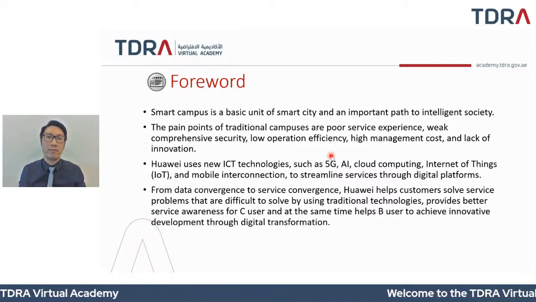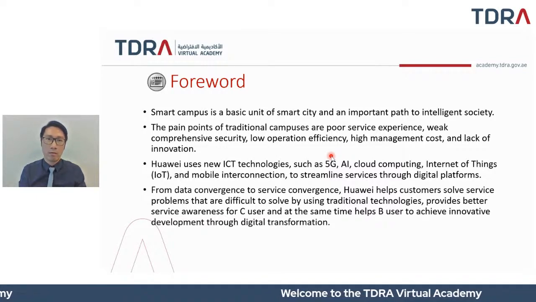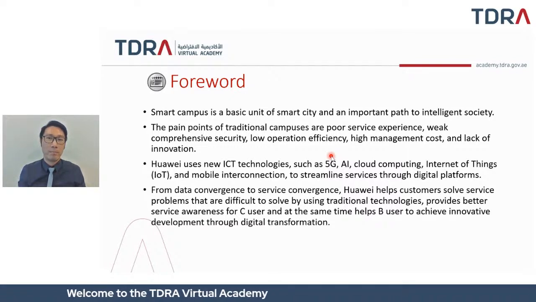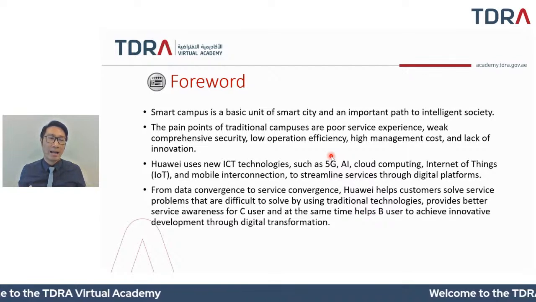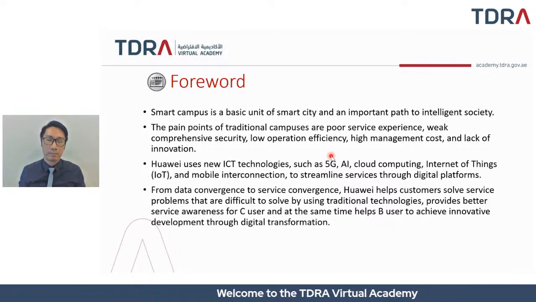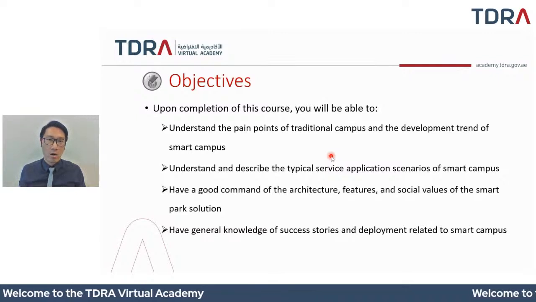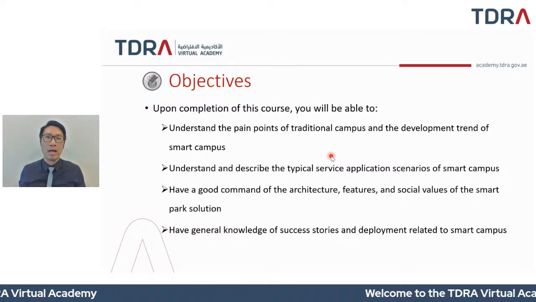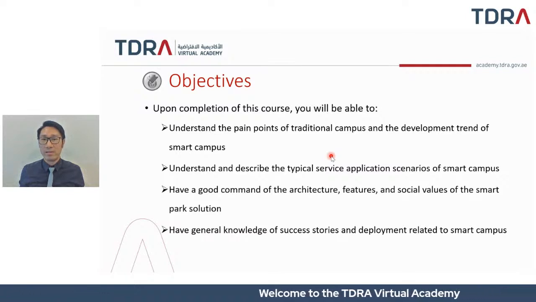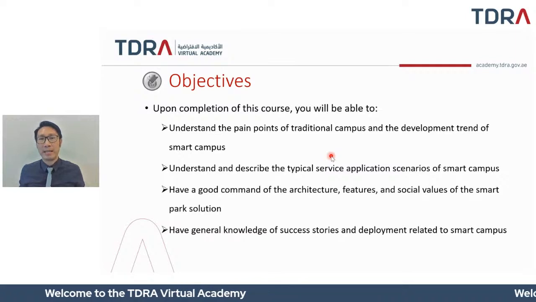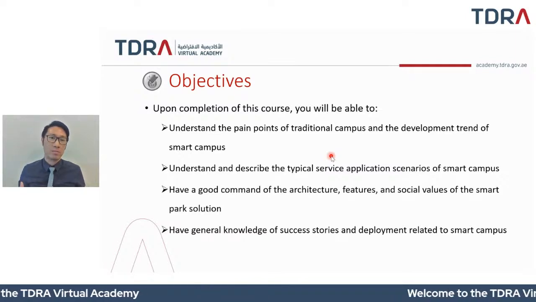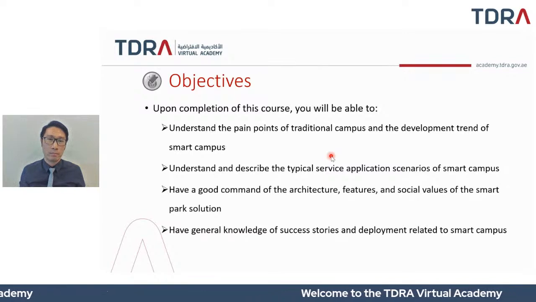And we will use different ICT technology, for example, 5G, AI, cloud computing, the big data, the IoT, and how we can improve the service in the campus. And the objective for today, after attending the course today, you should be able to understand what is the pain point of the traditional campus and what application scenario that a smart campus can bring to you.